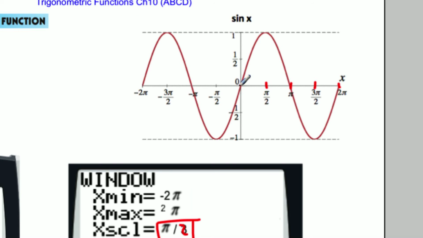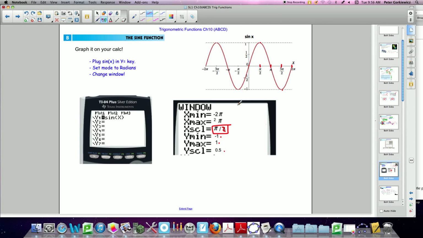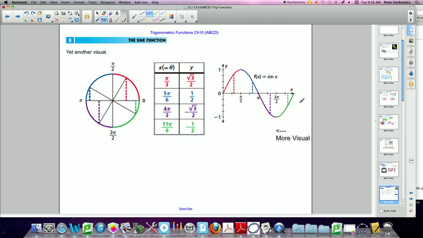And you'll see that it starts here at 0. At pi halves, it goes up to 1. At pi, it goes down to 0, -1, etc. Bam, bam, bam, bam, bam. Cool? Make sure you can do that. If you run it like this, you would probably want your window in radians. If you want to do this in degrees, make sure these are negative 360 and 360, and then go by 90 or something like that for the scale. Cool. Great. So make sure you can graph it.